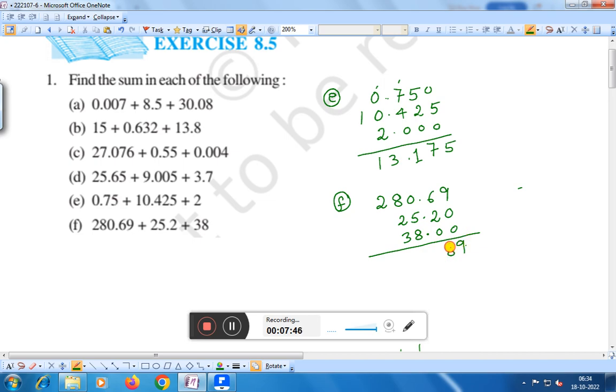Now if you add the numbers, what you are getting, you see, this is 9, this one is 9, 6 plus 2, 8, 8 plus 5, 13, carry 1, here it is 3, 8 plus 2, 10, plus 3, 13, plus 1, 14, carry 1, here it is 4, 2 plus 1, 3, that is 343.89. This is the answer of question number F.